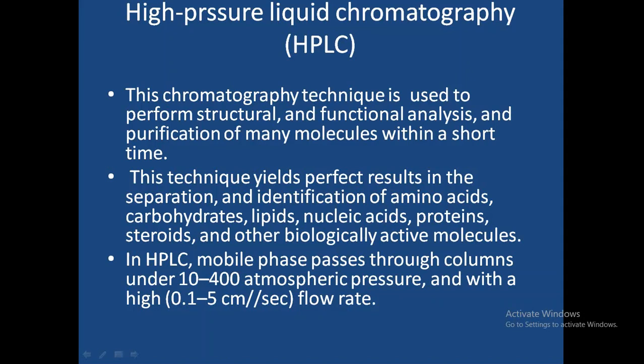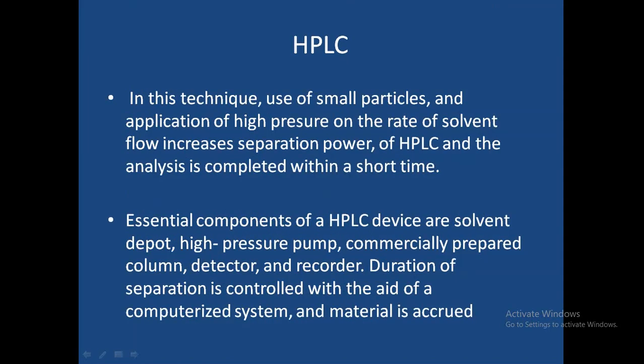In HPLC, mobile phases pass through the column under 10 to 400 atmospheric pressure and with a high flow rate. In HPLC, the use of small particles, the application of high pressure and the rate of solvent flow increase the separation power, and the analysis is completed within a short time. That is a unique feature. The essential components of an HPLC device are the solvent reservoir, high pressure pump, commercially prepared column, detector and recorder. These are all the essential components of the system. The duration of separation is controlled with the aid of a computerized system. The method is accurate.